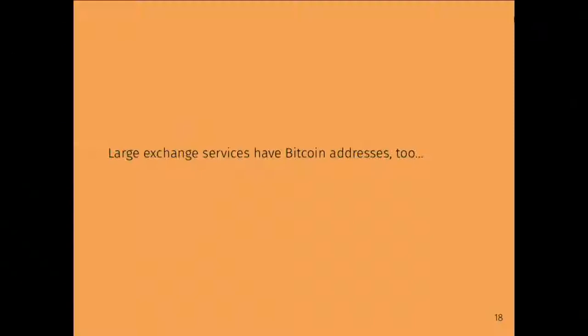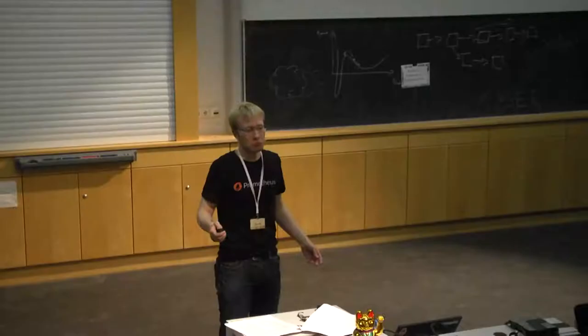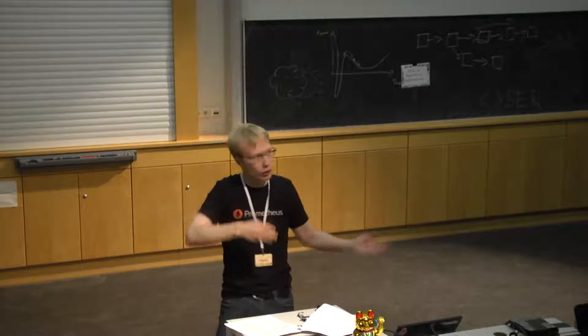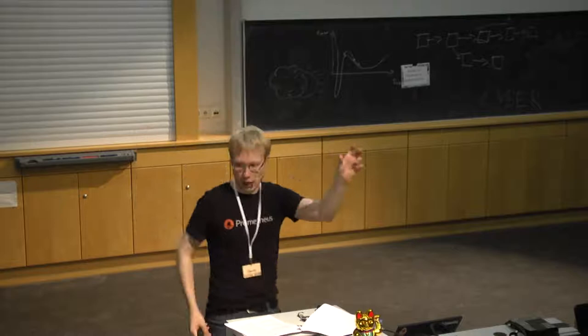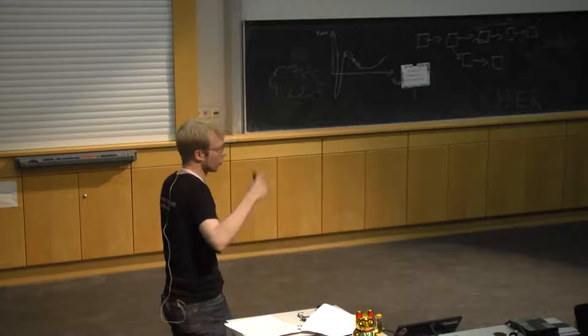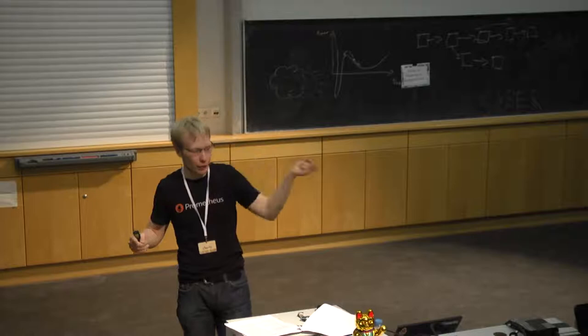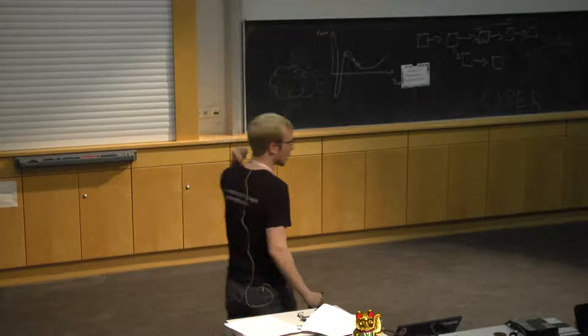The other one is large exchange services, like, for example, bitcoin.de, Mt. Gox, some exchanges, BitPay. They have Bitcoin addresses too. And what I can do is simply exchange some money for some Bitcoin with those services. If I have done this, I can generate a new address and tell them, I have this address, I have $10, just give me the amount of Bitcoins at this address. Then I can see from which transaction they send me the Bitcoins, and then I have an address that belongs to those exchanges, and those exchanges are really large clusters.